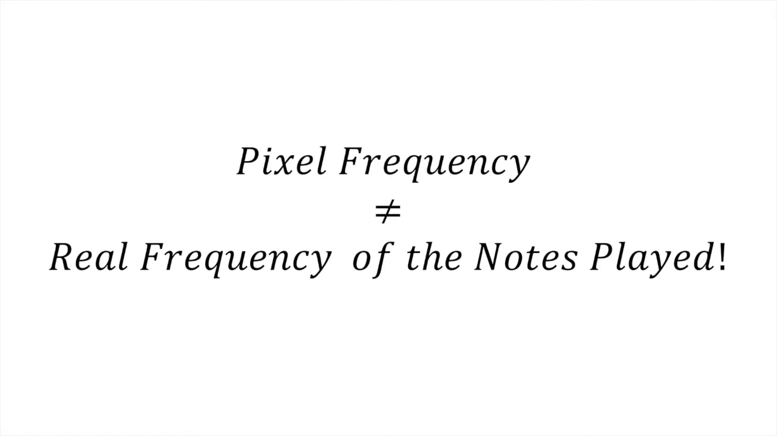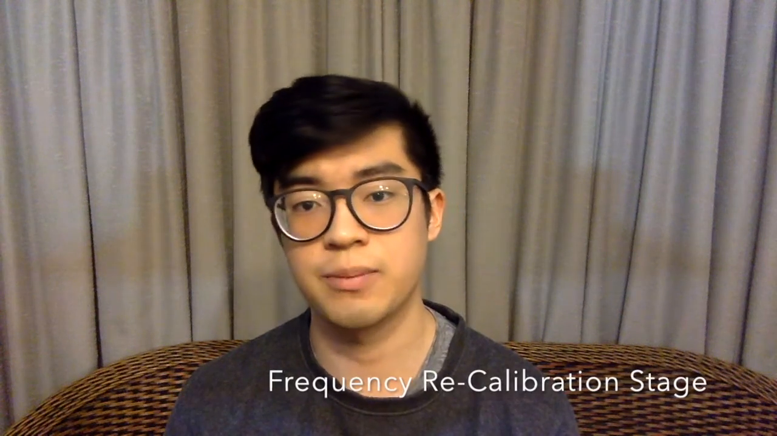Note that the frequency calculated at this stage is the pixel frequency. In other words, this pixel frequency represents the frequency of the string, not necessarily the frequency of the real note. This is when we move on to the last stage, the frequency recalibration stage.